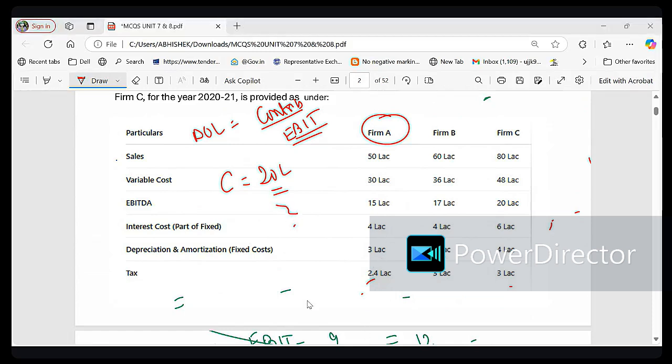And what is EBIT for Firm A? Please answer. What is EBIT for Firm A? We have just calculated the EBIT for Firm A. It is how much? EBITDA, which is 15 lakh, minus depreciation, which is 13 lakh. So 15 minus 13. If you have any doubt, please let me know. I am here to clear your doubt.